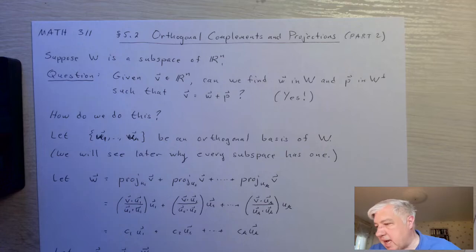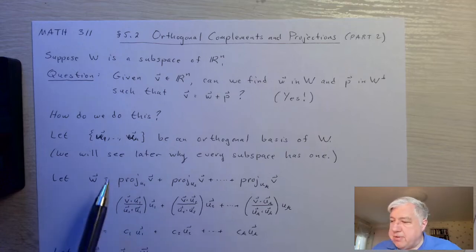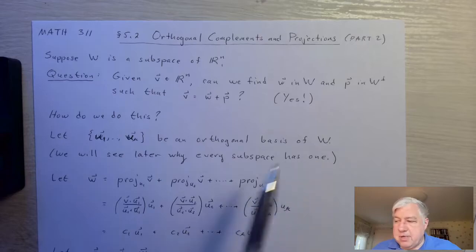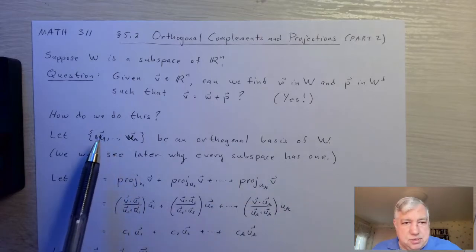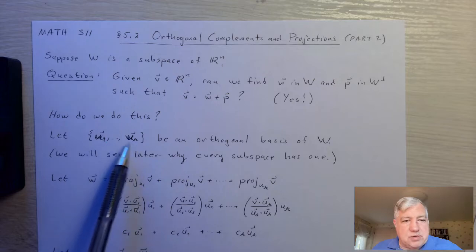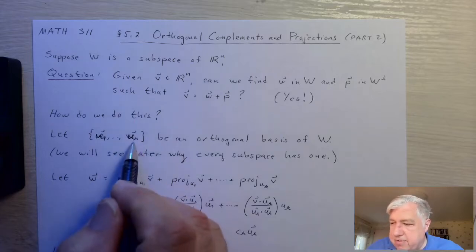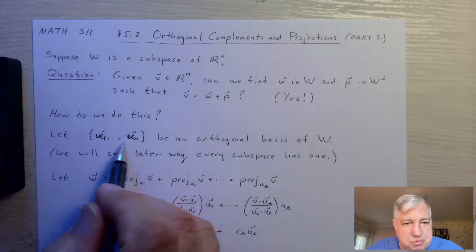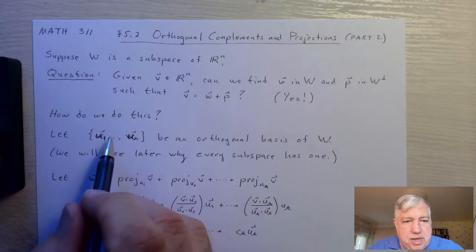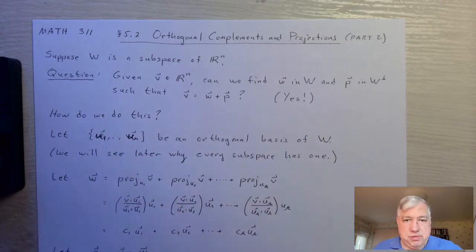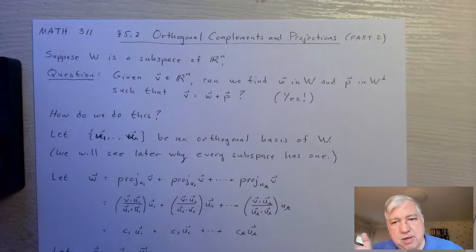What's going to help us out is that right now we're going to assume that W has an orthogonal basis. Remember, an orthogonal basis is just a set of orthogonal vectors, U1 through UK, where you take any two of these and they're orthogonal to each other. We will see in the next section that every subspace has an orthogonal basis. It's not trivial at all, but right now we're just going to assume that W has one. If it has one, then we can proceed as follows.